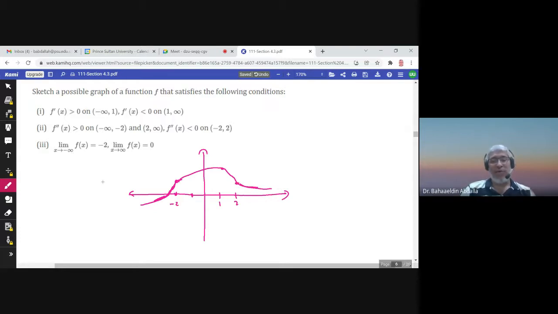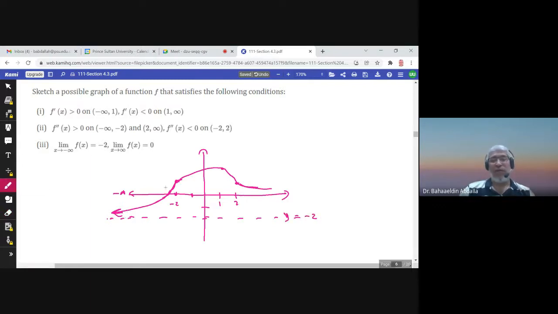Limit when x approaches negative infinity. Okay, if we go to negative infinity, why go to negative 2? All right, so negative 2 is a horizontal asymptote of this function. So the curve is approaching negative 2. So the line y equals negative 2 is a horizontal asymptote.